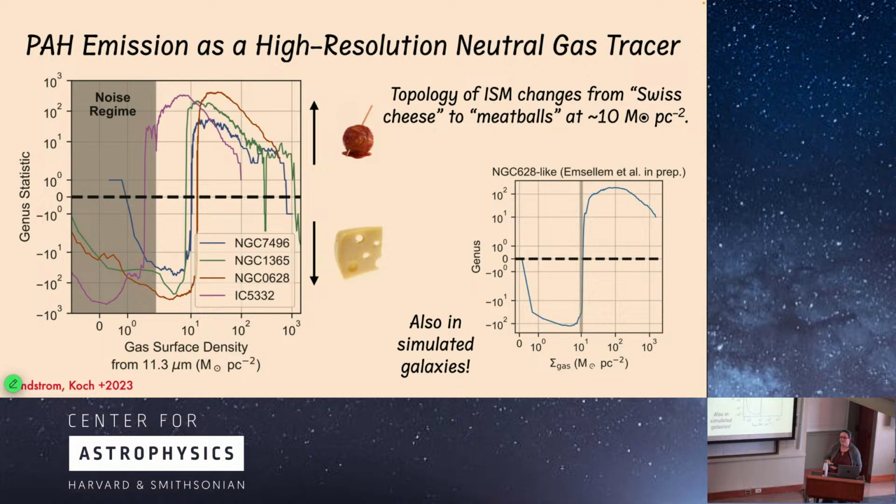So one of the things we're hoping to do soon is a whole slew of galaxies looking at this statistic and learn if we can find anything out about the column density where the ISM stops being Swiss cheese-like.